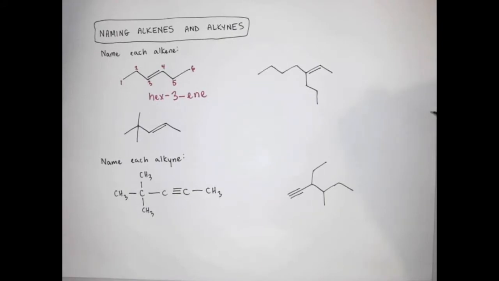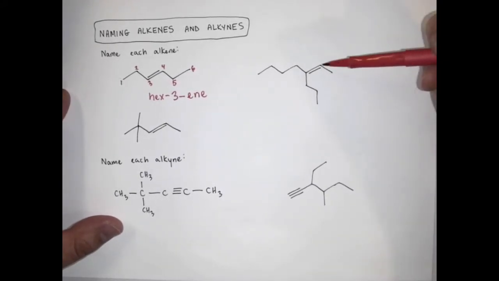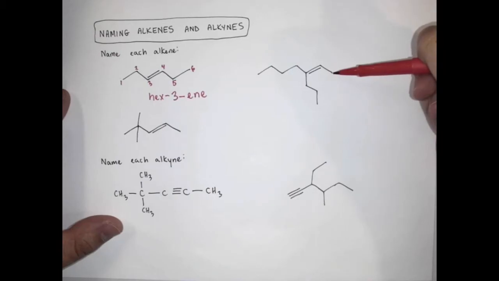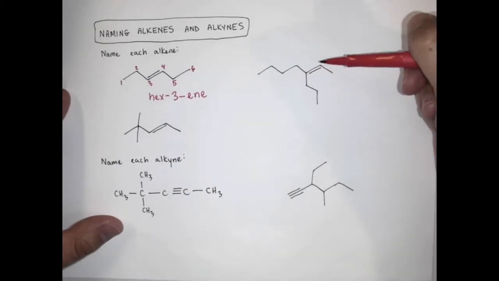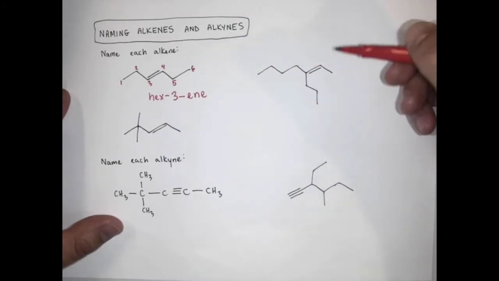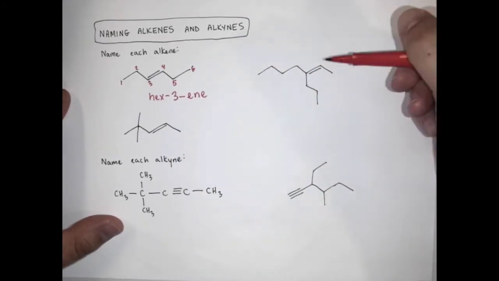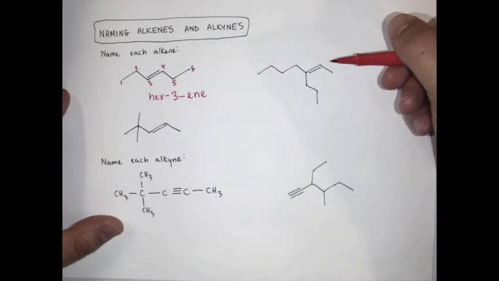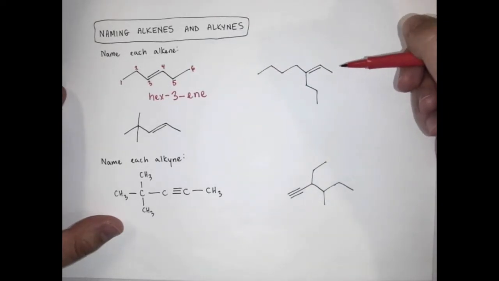Once again, we're going to look for the longest continuous chain of carbons that contains the double bond, and that will be our root. So I could start here, 1, 2, 3, 4, 5, 6. If I go this way, that gives me 6 carbons. If I follow the straight path, what do I get? 1, 2, 3, 4, 5, 6, 7. So I get 7 going this way versus 6 going this way. So that means the 7 is the root, which tells me I'm dealing with a root of hept.